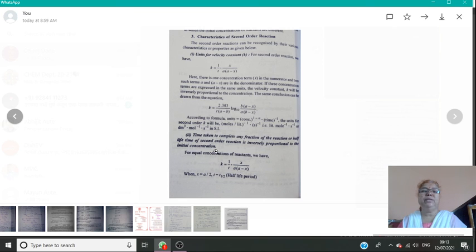to the initial concentration. And the next characteristic: if one of the reactants is present in a large excess, then this reaction becomes kinetically of first order. Then the graphical representation we will see next time. Okay, thank you.